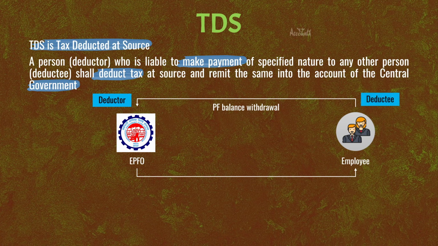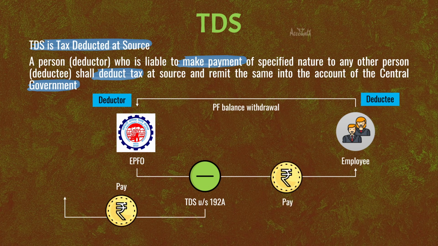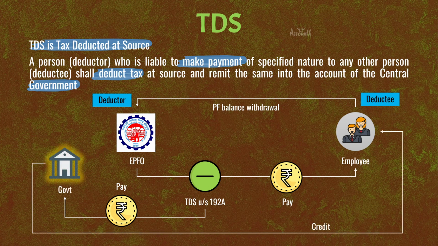Now, before paying you the PF balance, the EPFO would deduct TDS under section 192A and pay you the balance. The TDS so deducted has to be deposited by the EPFO to the government, which in turn would be credited to your account. This is the basics of TDS. To understand TDS under section 192A, that is TDS on withdrawal of your PF balance, we need to first understand the classification of Provident Fund schemes.